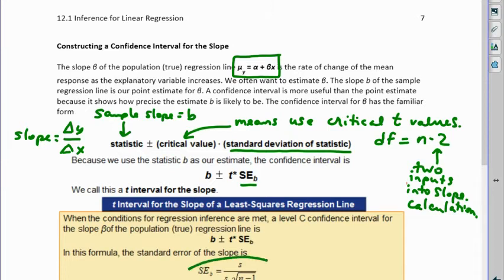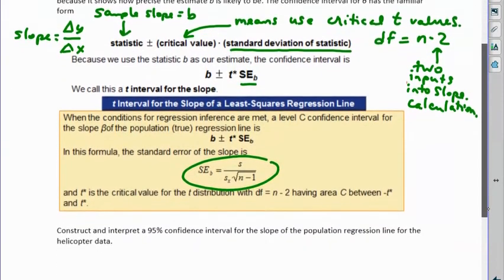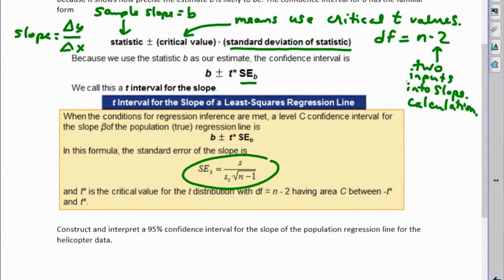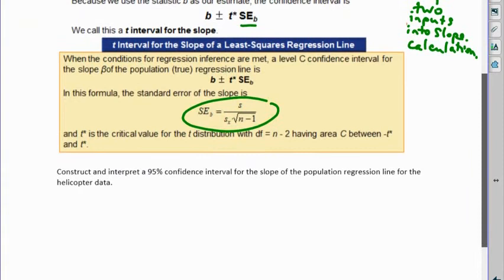So using the standard error of our slope, and we have our formula, which again is on our formula sheet, and we've been working with that already, we would then construct our interval. Now, in order to do this, we would have to have gone through our linear conditions, because to do this inference, we need to be linear, independent, nearly normal, equal variance, and random.